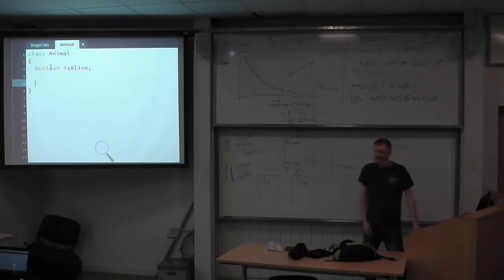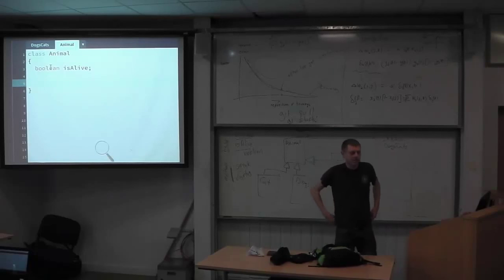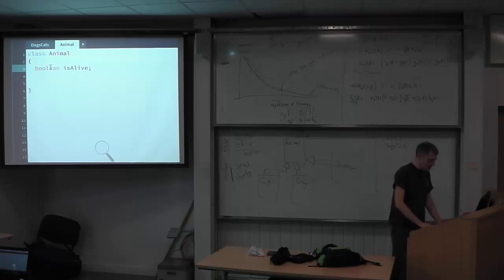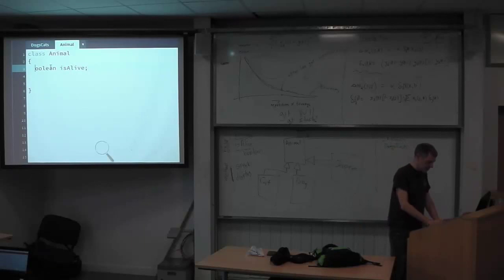A couple of interesting things here. You can do boolean with a lowercase b, or Boolean with an uppercase b, but they mean something slightly different. Boolean with an uppercase b is what's called an object wrapper, same as Integer or Float, and it allows you to put Booleans into an array list. It makes an object out of what's called a primitive type, the boolean. So here's Boolean isAlive.